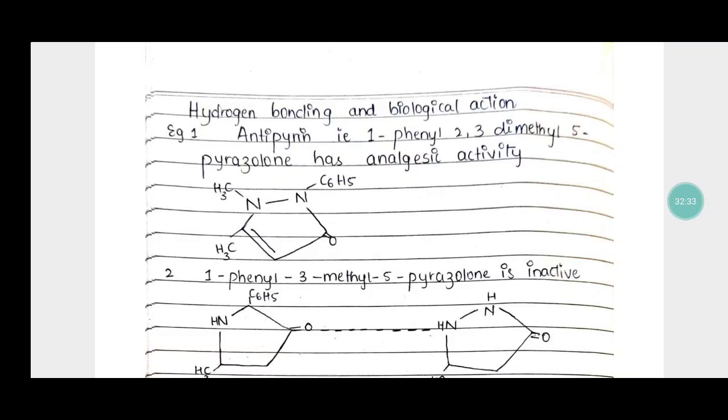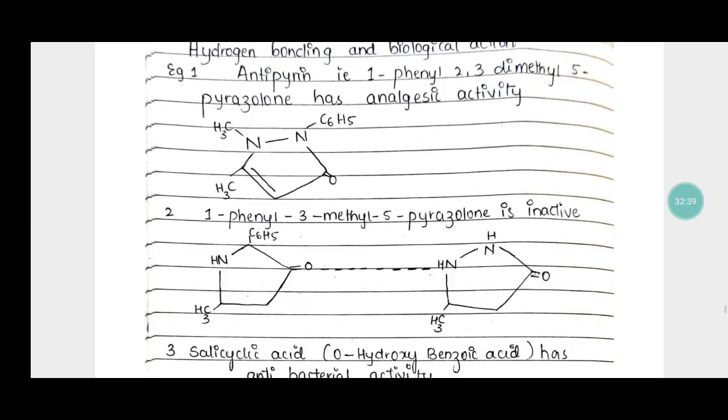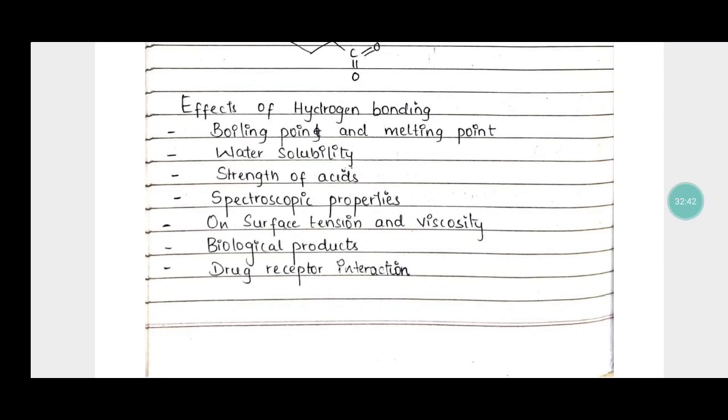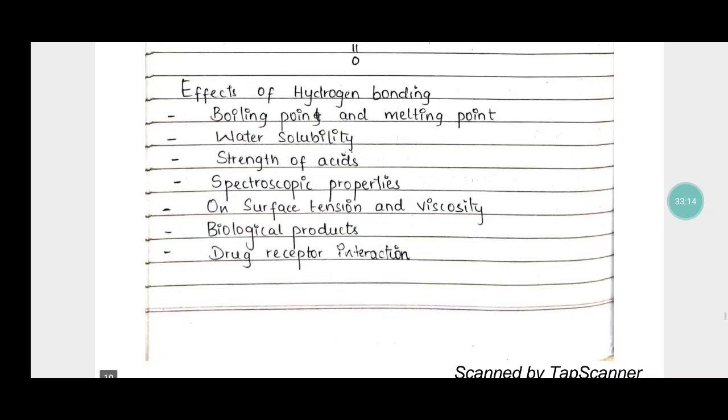Hydrogen bonding and biological action. These are examples of hydrogen bonding with their biological actions. The effects of hydrogen bonding are, number 1, boiling point. It affects the boiling point and the melting point, and it also affects the water solubility, strength of acid, spectroscopic property, the surface tension and the viscosity of the molecule. They also alter the biological products and drug-receptor interaction.